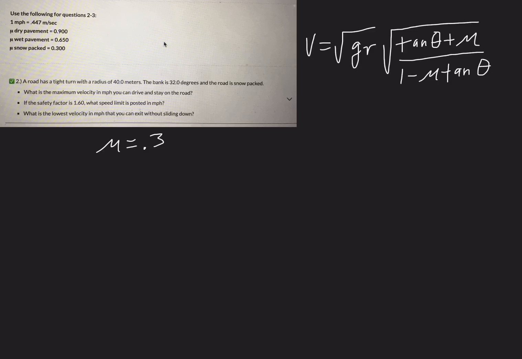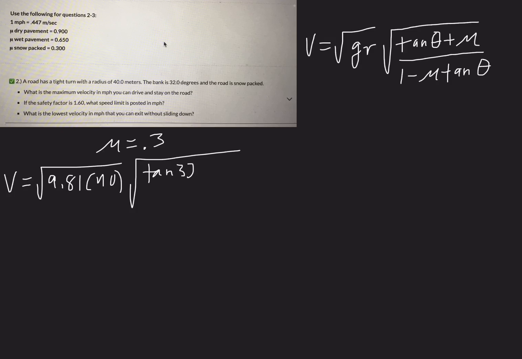on the road. So we're going to use this max equation here. Square root of 9.81 times 40 times the square root of tangent of 32 plus 0.3 over 1 minus 0.3 times the tangent of 32. And these are kind of tricky to put in your calculator. You have to make sure you're using parentheses correctly or doing parts of it and writing it down or something.